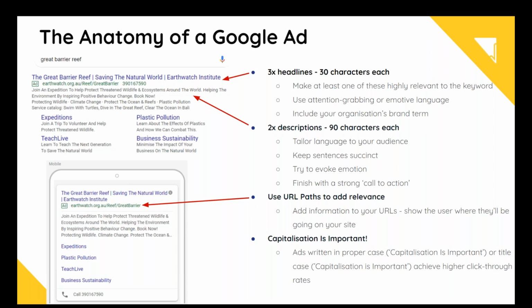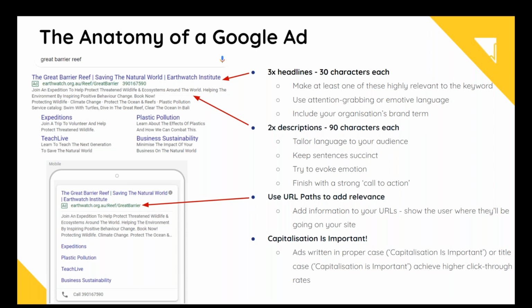Just underneath these headlines, we move on to the description elements. You actually get 2 lines to use here with a limit of 90 characters in each. The descriptions form the main body of your ad text, and they come with the highest character limit, so they're a good place to get across a bit more information about what you can actually offer. In your descriptions, you should really tailor the language to your audience. Think about your organization's tone of voice and try to keep that consistent across your ads and then your website content. And keep sentences quite succinct too.